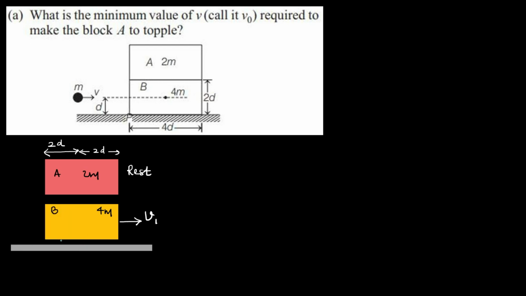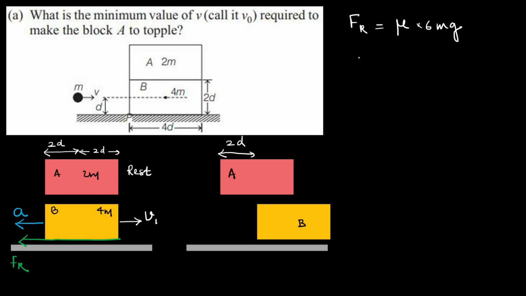On B there is a friction acting, as now there is relative motion between B and the ground, so a kinetic friction between B and ground is working, and that kinetic friction would be mu into normal reaction. The normal reaction between B and ground is 6 mg, so mu into 6 mg. So the acceleration of block B is the net force, which is Fk, 6 mu mg, divided by the total mass of B, which is 4m, so that would be 3 by 2 mu g. And this is actually retardation, because this acceleration is opposite to the velocity of B.